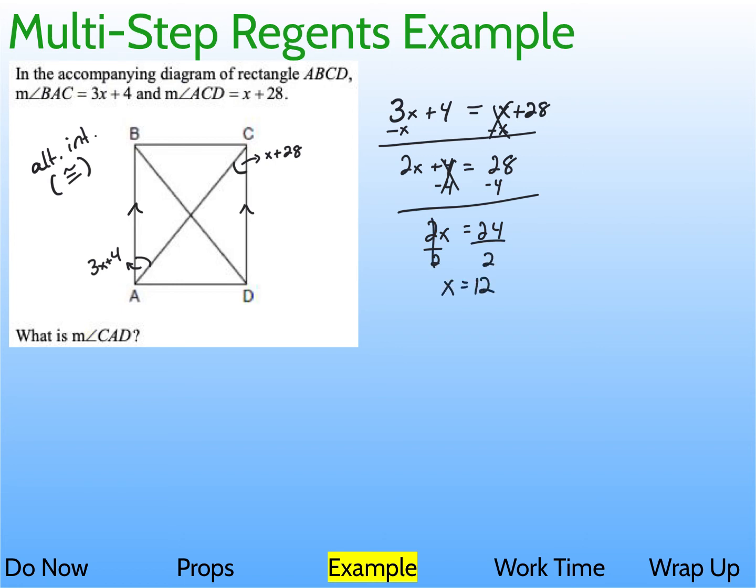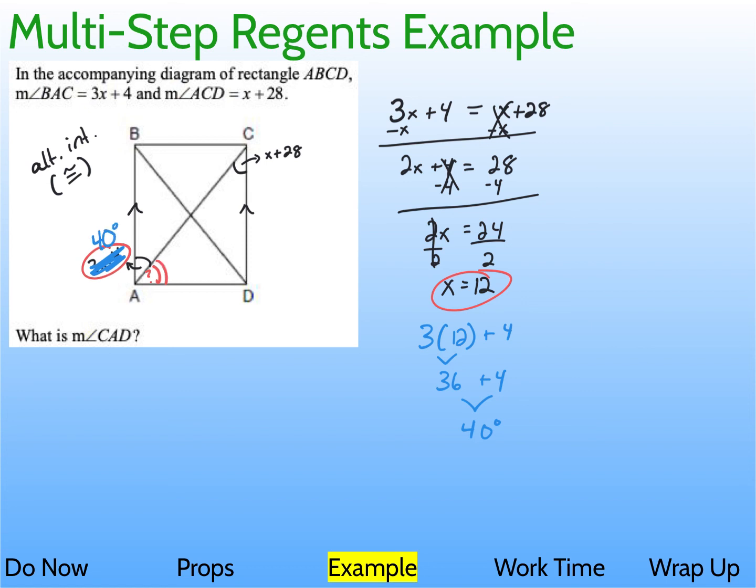Great. So what we're looking for, though, is angle CAD. So we want to know, what is this angle right here? That's our big question mark. So first, let's figure out what this angle is. Let's plug back in x equals 12. So we got 3 times 12 instead of 3x, plus 4. So that's 36 plus 4. That angle here is 40 degrees.